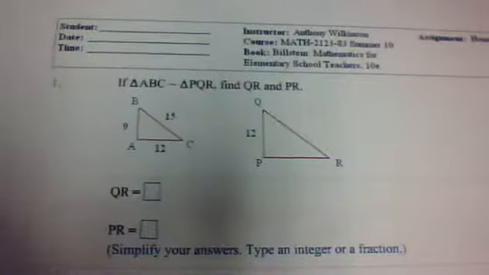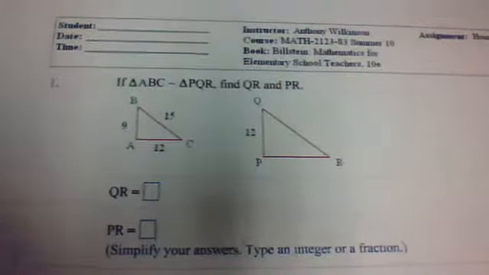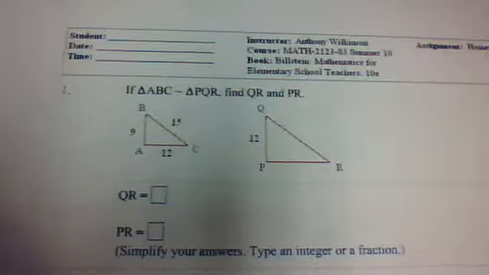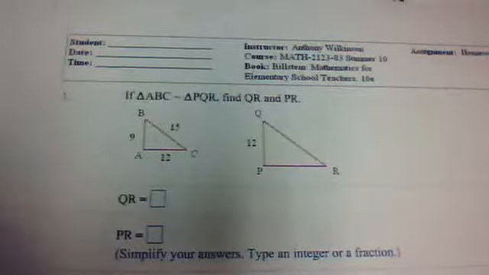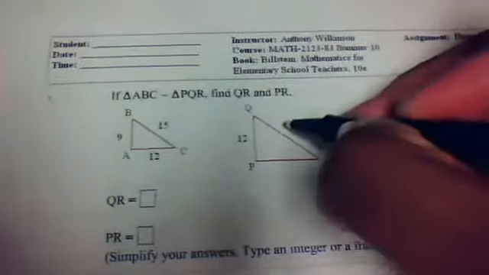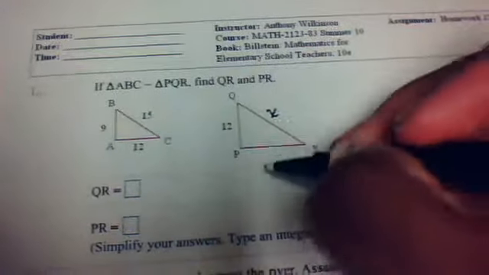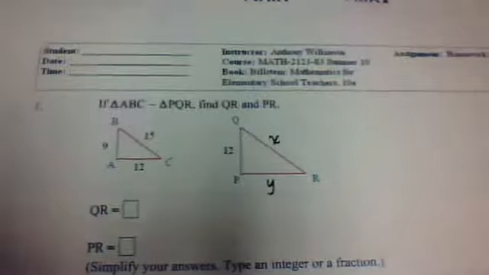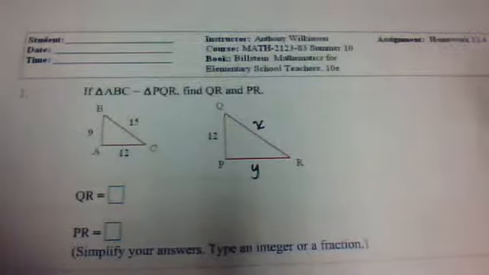Okay, now we're given the lengths for AB and for each side in triangle ABC, but we're only given the length for one side in triangle PQR, which is QP, which is going to be 12. QR, I'm going to find out what that is. First, I'm going to let X be the length of QR and Y be the length of PR. Let's start with QR here.